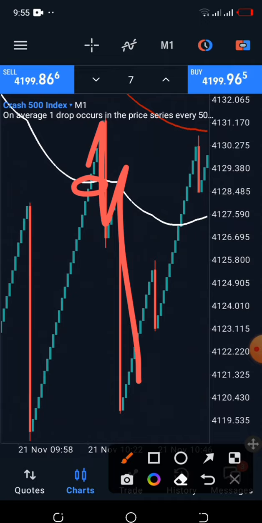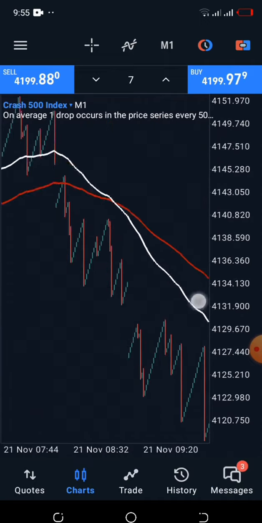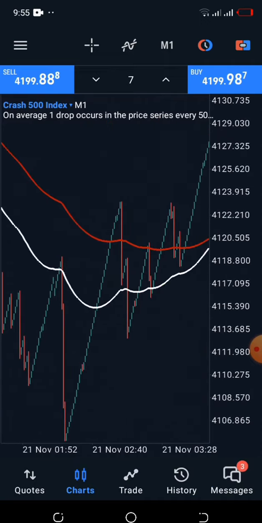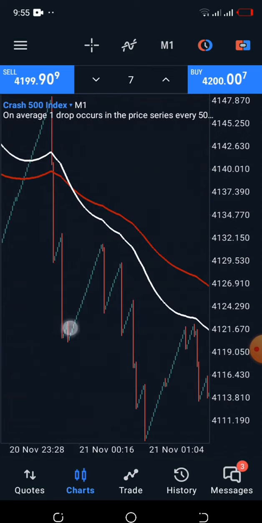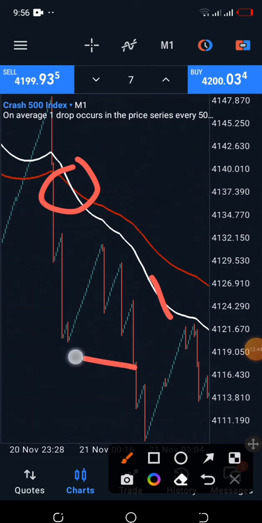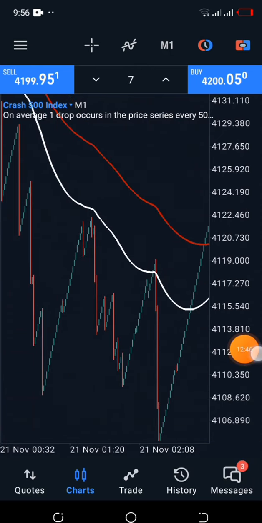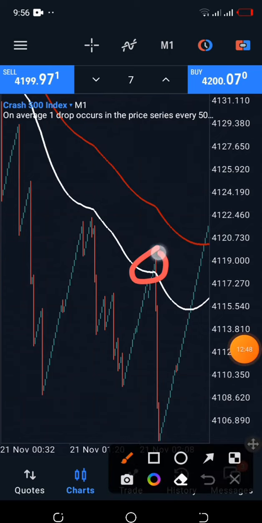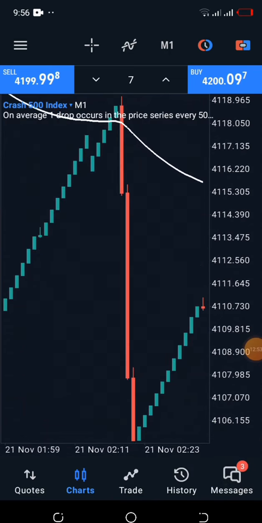You understand? So very simple, guys. Do not complicate it. Very, very simple. Look at it here. It crossed to the downside. What do we do? We wait for price to touch the white, right? And then what happens here? Price touches the white. As you can see, it touches the white, and then boom to the downside. Do you see that?